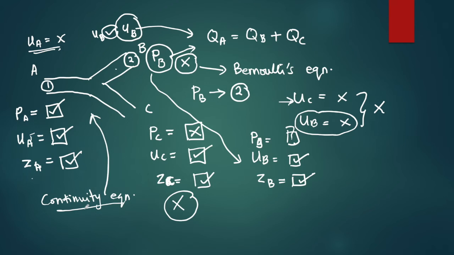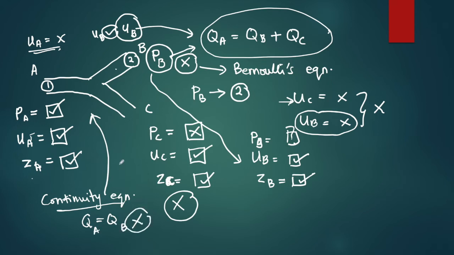But you have to remember that the continuity equation is based on this equation. You cannot say that QA is equal to QB. No, this is wrong, because from point 1, flow will be divided into 2 sections. So you have to use this equation in order to find UA. So that is for this figure.